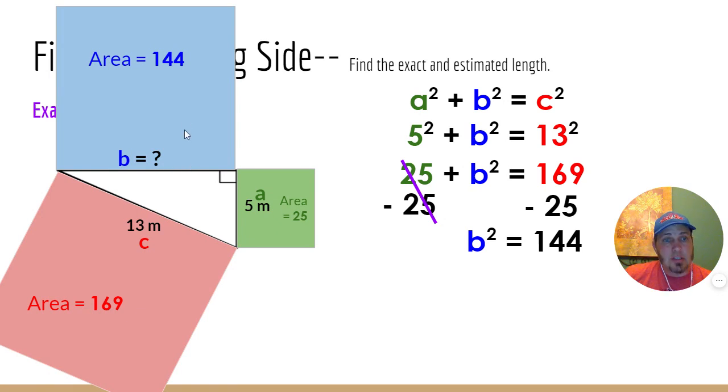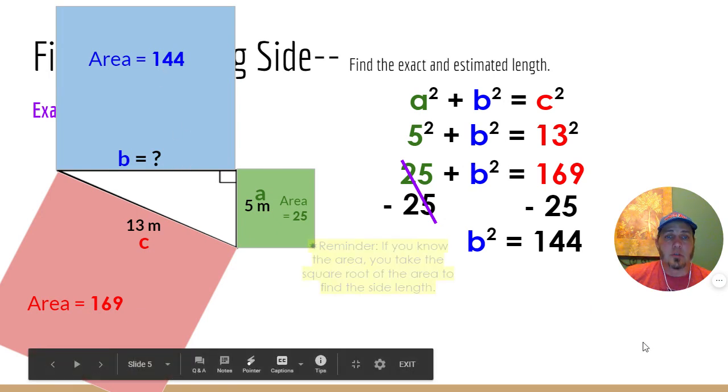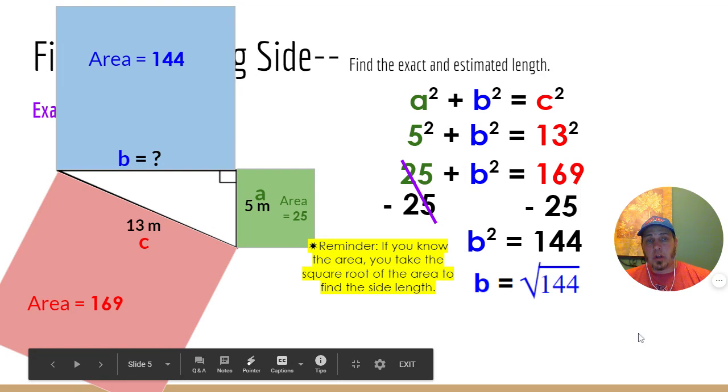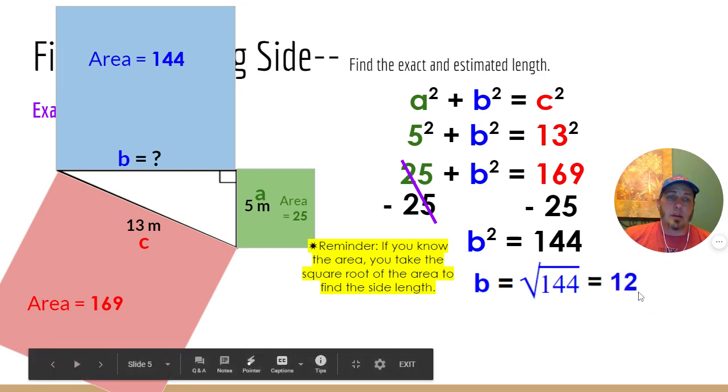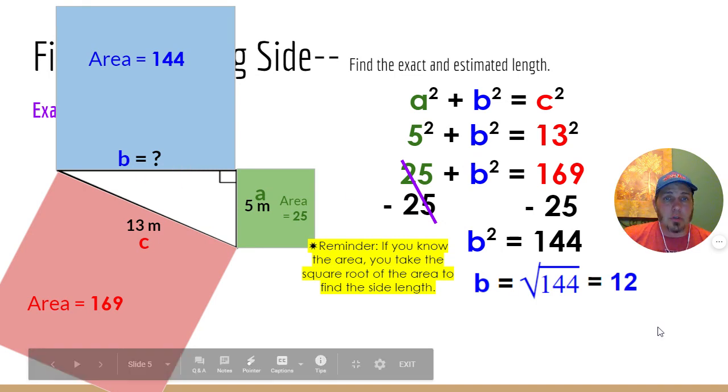How long a square is? It's the square root of the area. So I would then take the square root of this big square. So square root of 144. That means what number times itself is 144? And that number is 12. So this B is 12 units long.